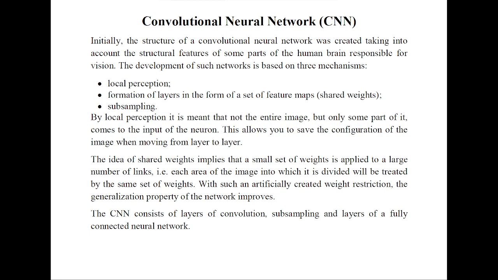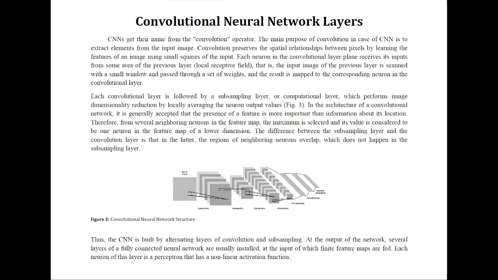By local perception, it is meant that not the entire image, but only some part of it comes to the input of the neuron. This allows to save the configuration of the image when moving from layer to layer. The idea of shared weights implies that a small set of weights is applied to a large number of links. The CNN consists of layers of convolutional subsampling and layers of fully connected neural networks.